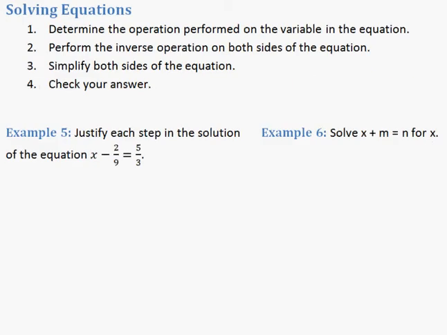We're going to do a couple more examples. Here are the steps written a different way. Determine the operation performed on the variable. The way we wrote that before is what's happening to the variable. Is something being added? Is something being subtracted or multiplied? Then do the inverse operation to both sides. Simplify it.